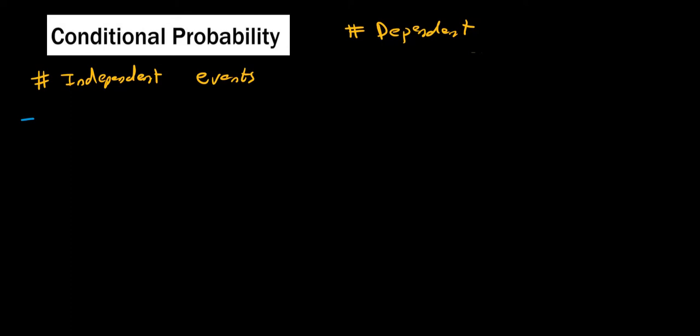This is the second video on conditional probability, and we just need to give some more information on two types of events: independent and dependent. Let's write what we mean by independent events.